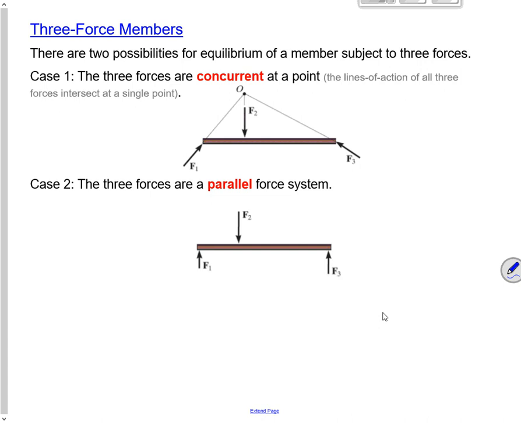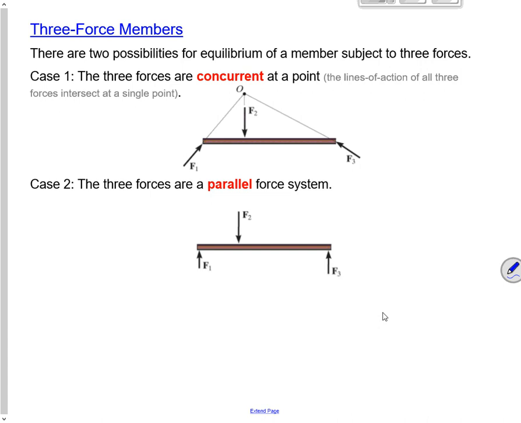For three force members, if I've got three forces and that's all acting on a beam, then those three forces have to be concurrent. In one case, if I have three forces that are concurrent at a point, then I can just sum all those forces to zero. I can draw a triangle and sum all those forces to zero.